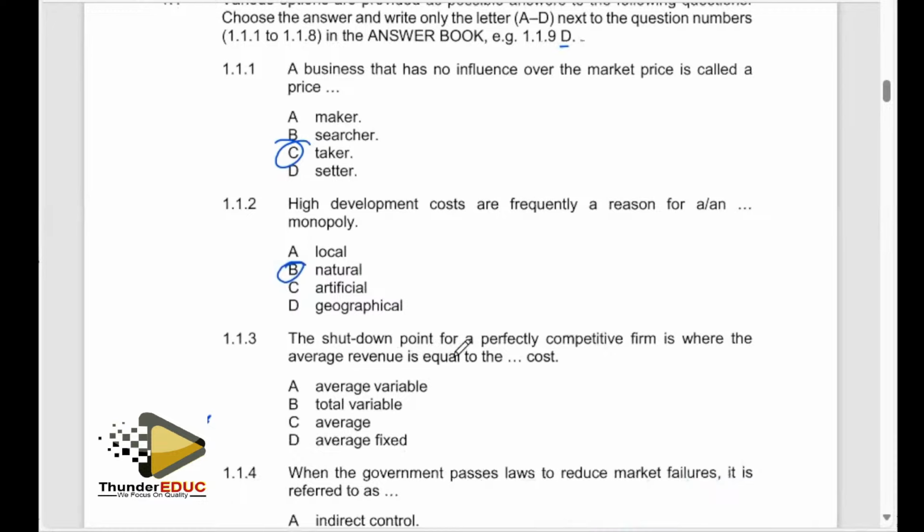Okay, right. So now let's check 1.1.3. The shutdown point for a perfectly competitive firm is where the average revenue is equivalent to the average variable cost. So it means the appropriate answer in this regard is going to be A.